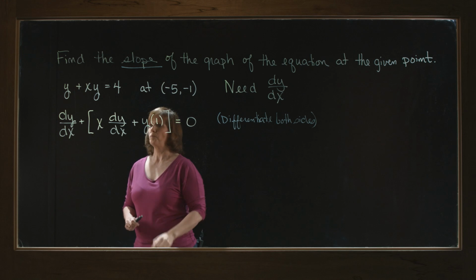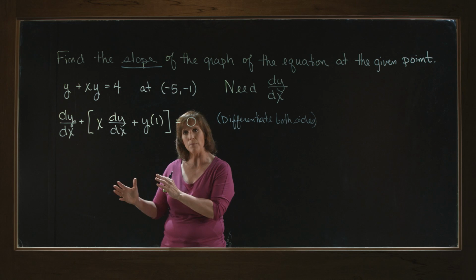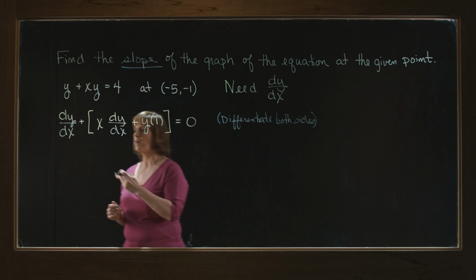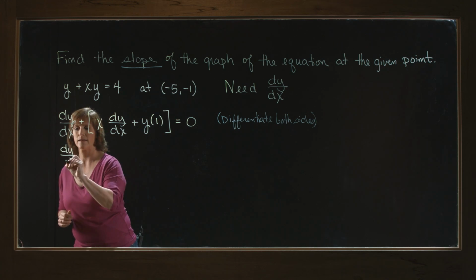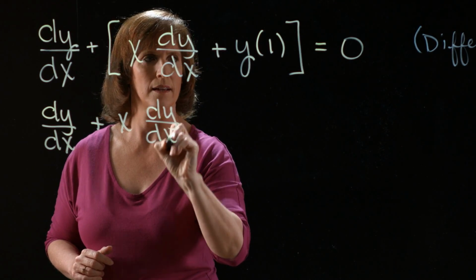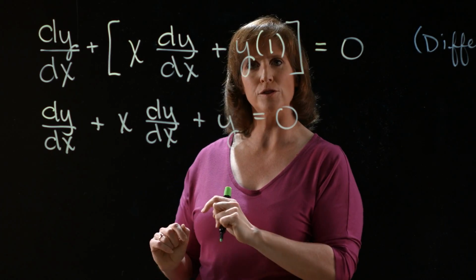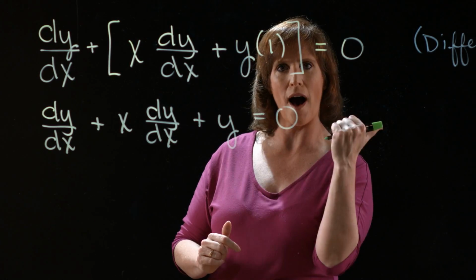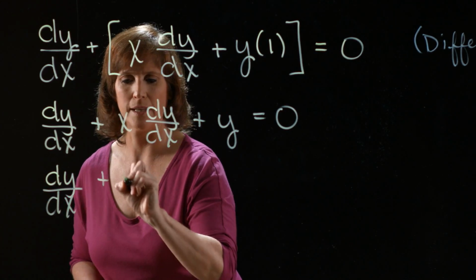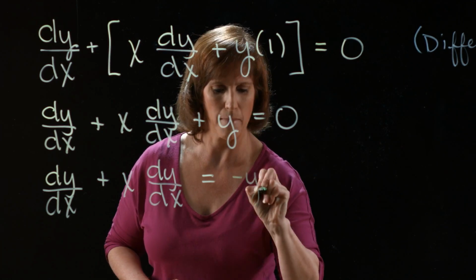So now what? The next thing to do is to collect all the terms that have a dy/dx and keep them on one side and move everything else to the other side. So first we'll do a little bit of algebra. We'll write this as dy/dx plus x dy/dx plus y equals 0. And I'm going to keep these first two terms on my left-hand side, but move that y over to the right. So dy/dx plus x dy/dx is going to equal minus y.